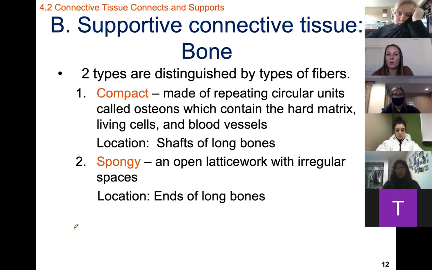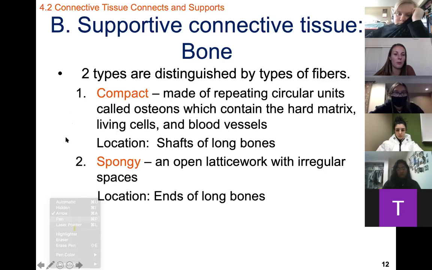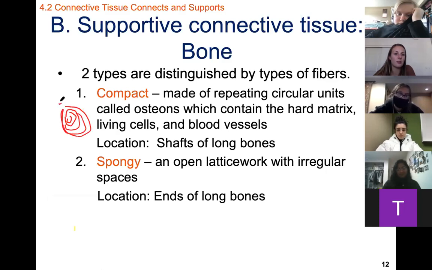There's two types of bone. One is compact and the next is spongy. In compact bone, it's made of repeating circular units called osteons, which contain the hard matrix, living cells, and blood vessels. This is kind of the middle part of the bone, and I'm not going to be able to draw it really well here on the Zoom, so bear with me. But bone cells have this kind of like circle on itself, and then there's another cell. This is not a great diagram, but essentially they are repeating circular units. These are called osteons.